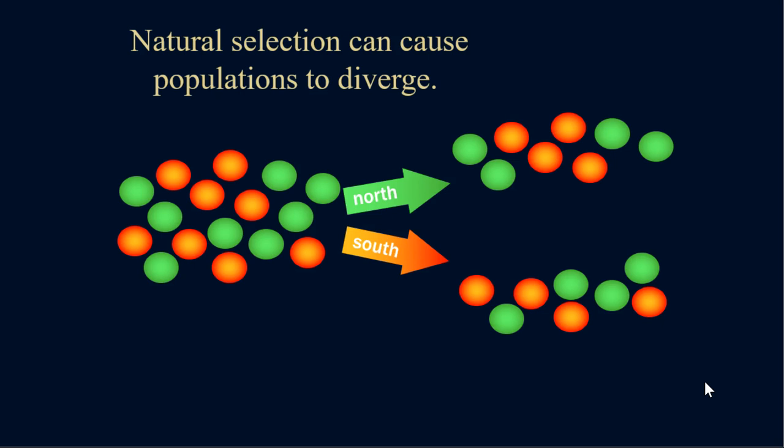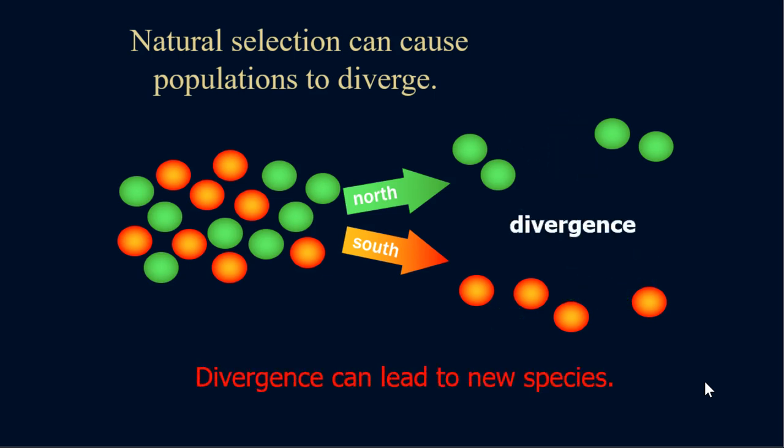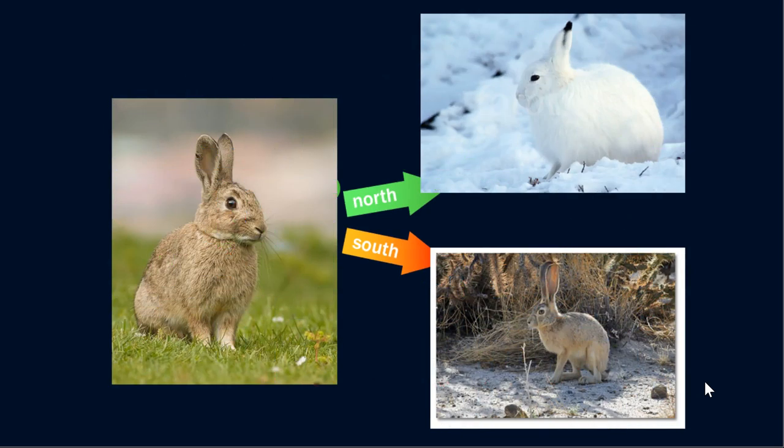Well, natural selection can actually cause populations to diverge. This is divergent evolution. Divergence can lead to new species. So for example, if you had a cute little bunny, right? And that bunny's population spread because it's a great generalist and it does all sorts of wonderful things, and it can survive lots of different environments. So some of them move really far north and some of them move really far south where it's hot.